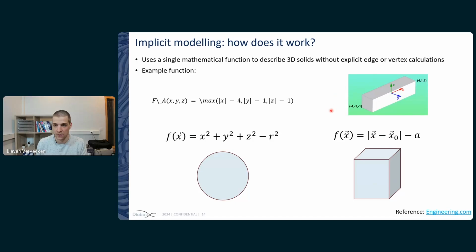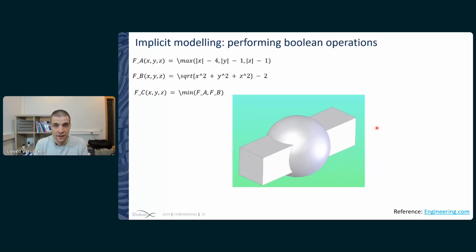For example, if you look at the top right, this rectangular beam is represented by this function. This sphere is represented by this one, and this cube can be easily represented by this function. Implicit modeling also allows for easy Boolean operations. For example, if we take our rectangular beam again and our sphere, by using a min function, you basically perform the successful Boolean operation of those two structures.